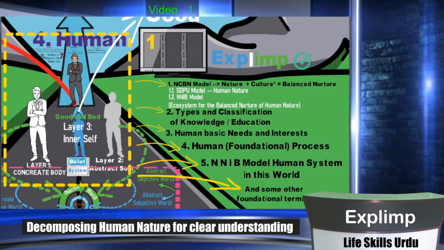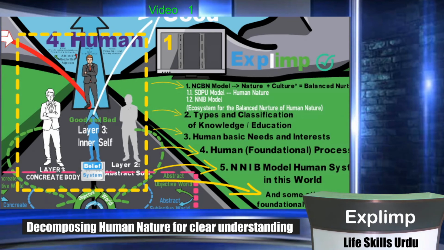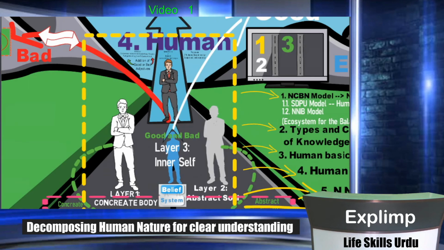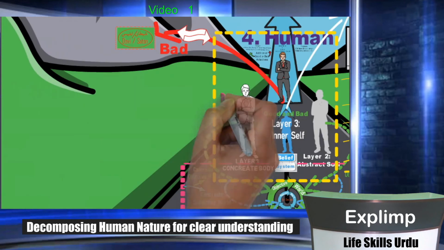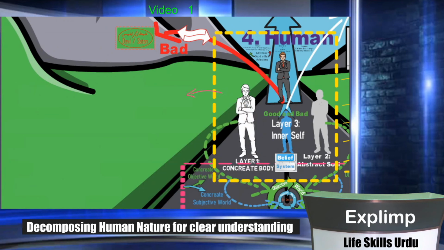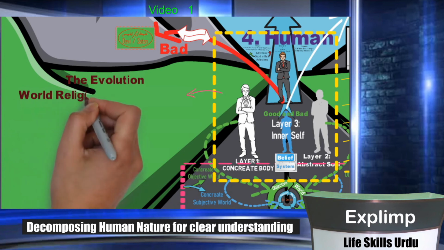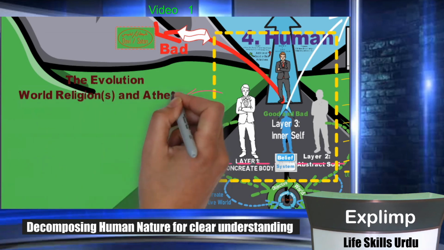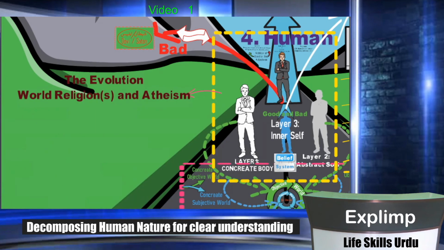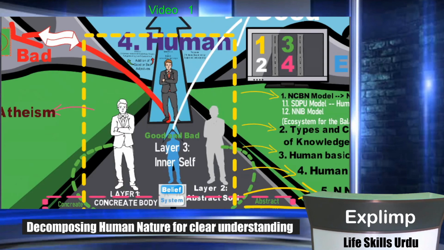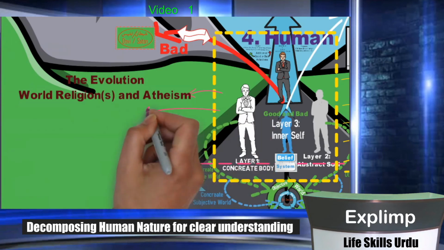So on this right side of the frame, you would get the information about nature. On number 3, on the left side, now this is the time where we could get information about the evolution of world religions or world belief systems and atheism. This will help us understand the systems of religions.